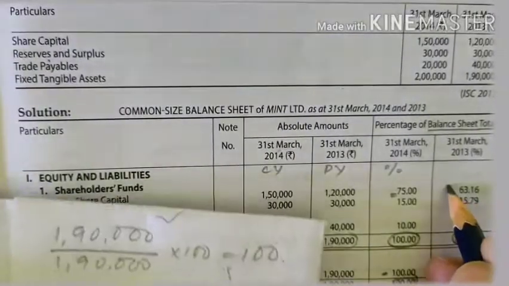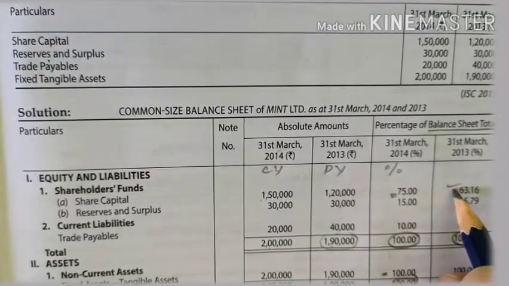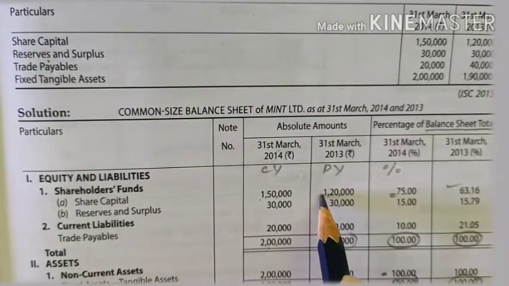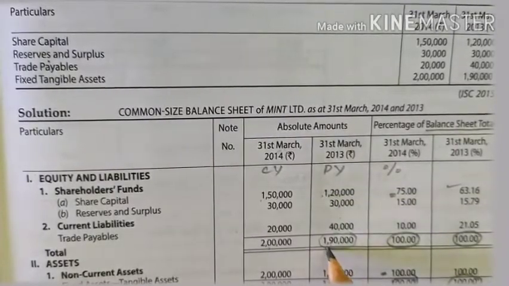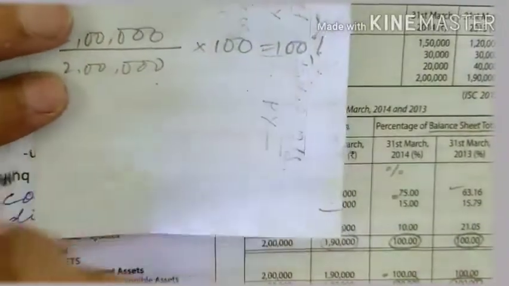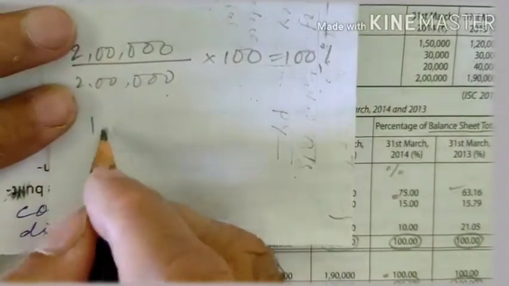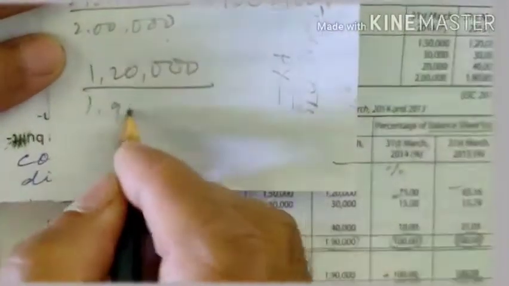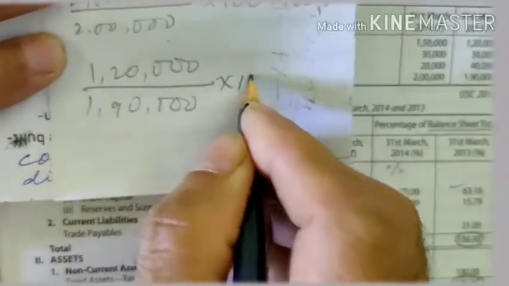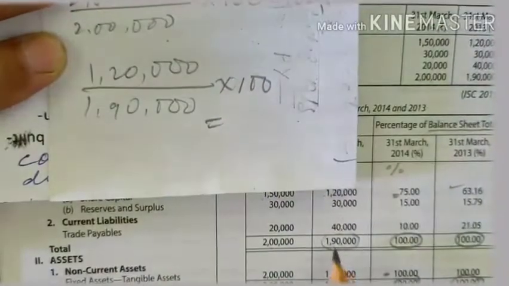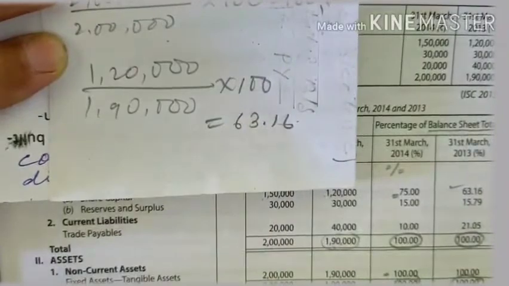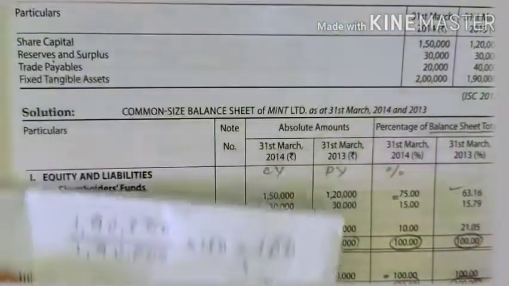Similarly, even for the previous year also. For the previous year, the absolute figure is 1,20,000 for share capital. So 1,20,000 divided by the total 1,90,000 into 100 will give you the percentage 63.16. Similarly for all these items.